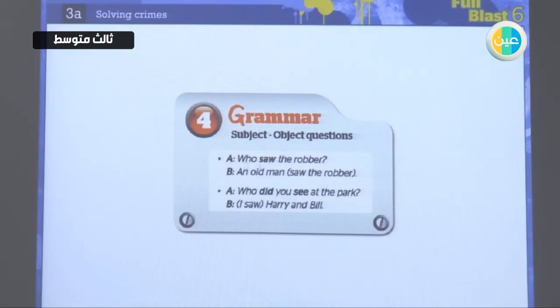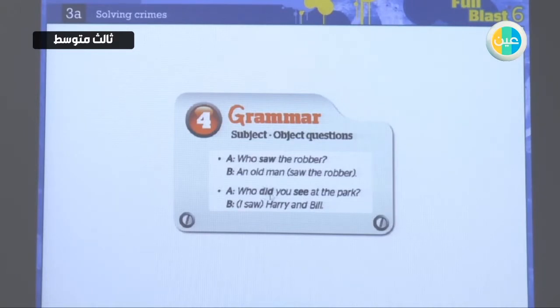The first one, who saw the robber? The second one, who did you see at the park? Now look at the words, as I said, in bold, and try to figure out the differences between them. Okay, so the first word is done or made without an auxiliary, while the second one, see, is made by the help of an auxiliary.